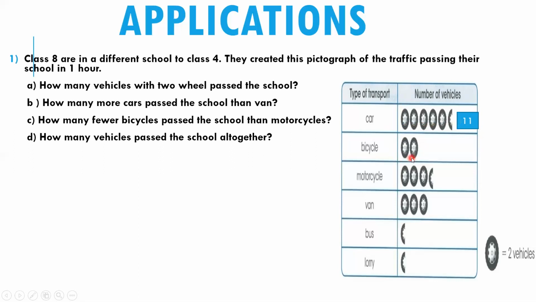Now, how many bicycles are here? 2, 4. So that is 4 in number. What about motorcycles? 2, 4, 6, 6 plus 1, that is 7 in number. Next is van, that is 2, 4, 6. So 6 in number. Now what about bus? It's a half a wheel, so 1 in number. What about lorry? It's also a half wheel, so 1 in number.